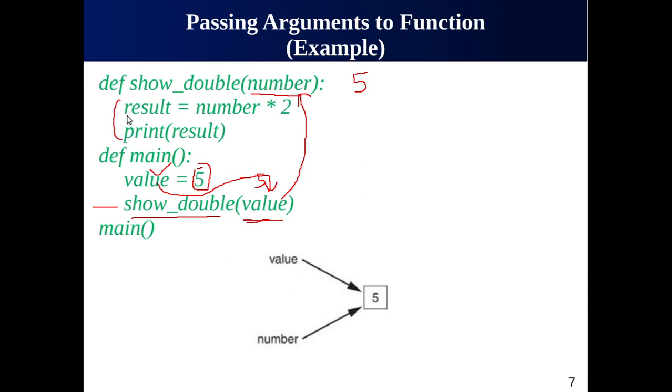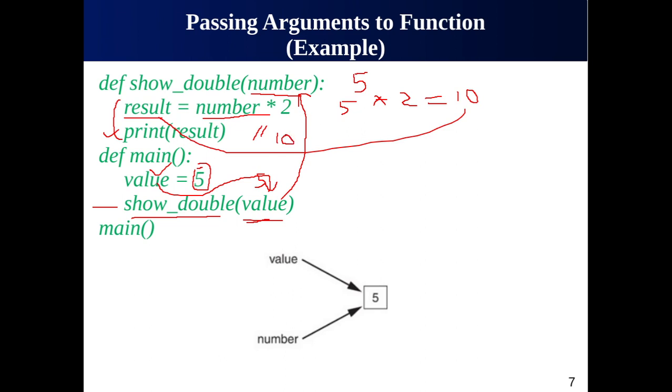Next is the body of the function. What's going on here? We are actually declaring another variable with the name result, and here is the calculation. Multiply whatever you received in the parameter with 2. In this case, we received 5. So multiply 5 with 2. After multiplication, the result, which is equal to 10, will be assigned to the variable result. And then in the next statement, we are printing the value stored in this variable result. So this will display 10 on the screen. The output is going to be 10 here.